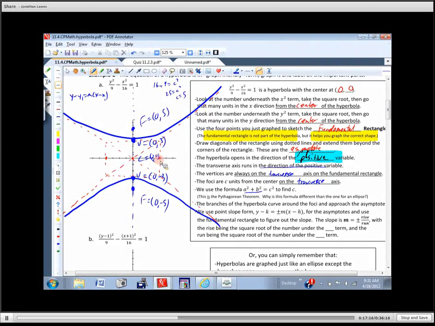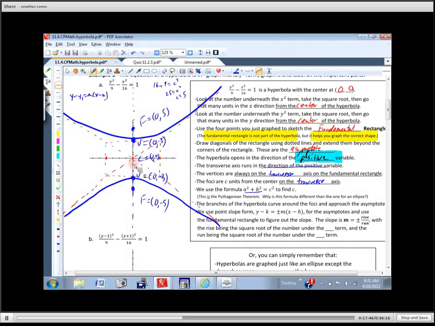Now we could look at this and count to figure out the rise and the run. So this is going to be a rise of 3 and a run of 4, right? No? Okay, remember this rectangle? How did we get to this rectangle? We started at the center and went up the square root of 9, so we went up 3, and we went over the square root of 16, so we went over 4.